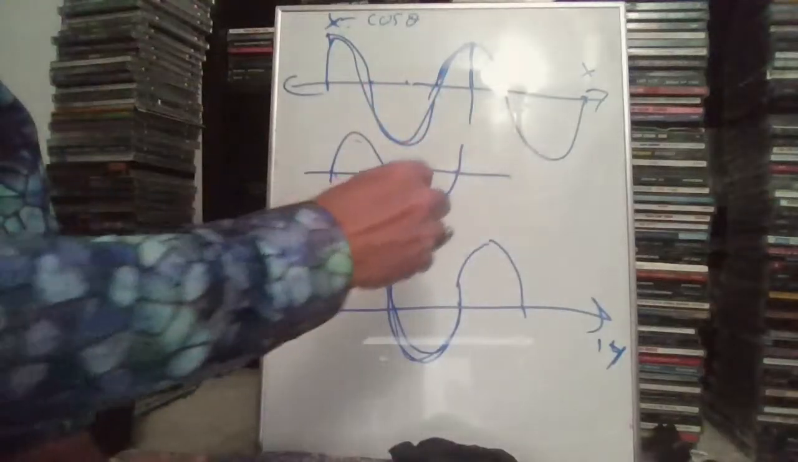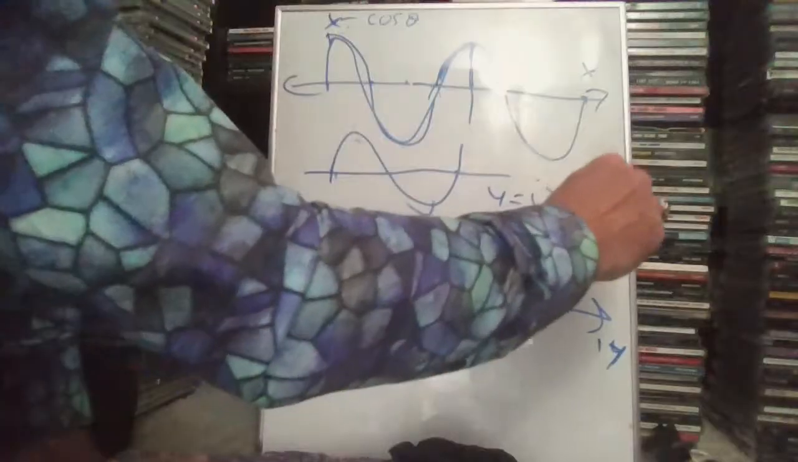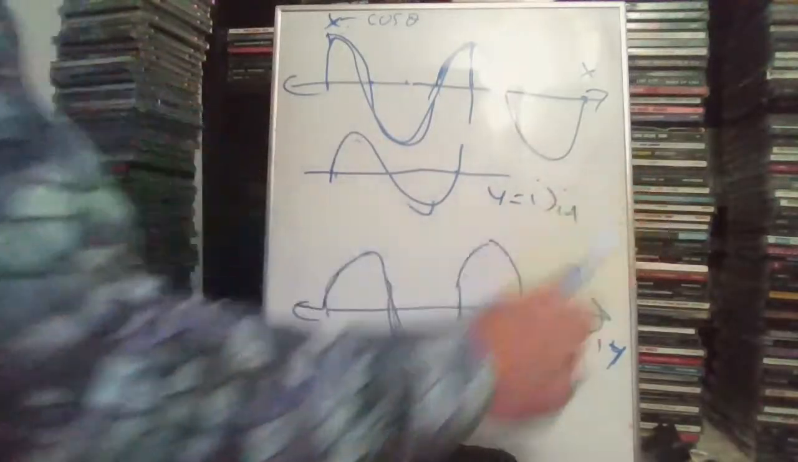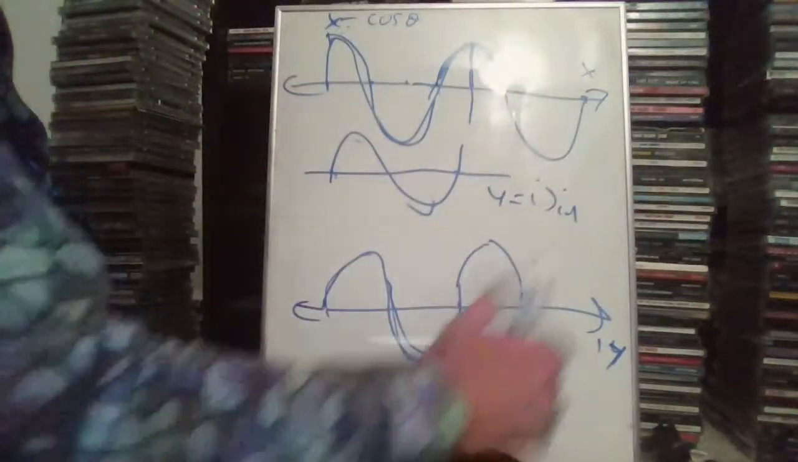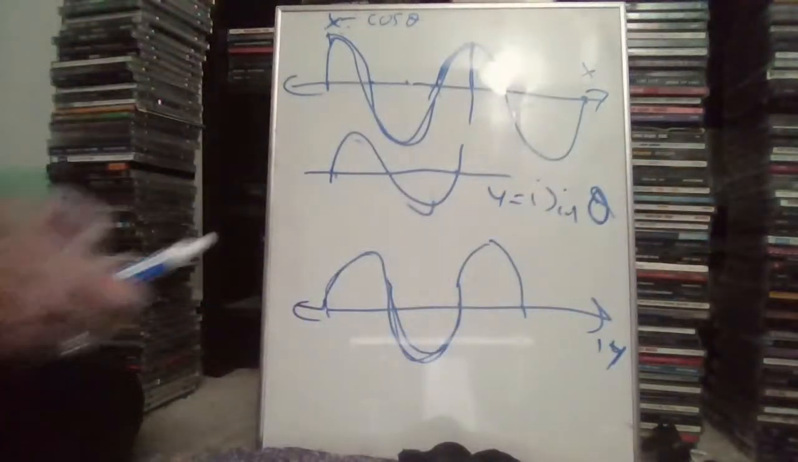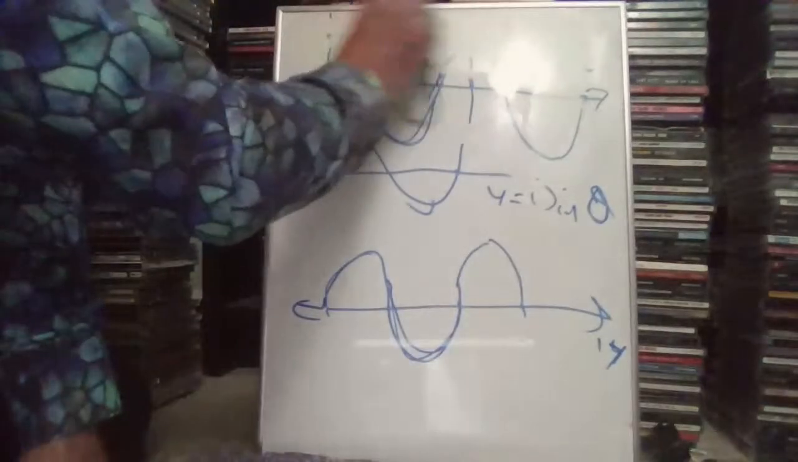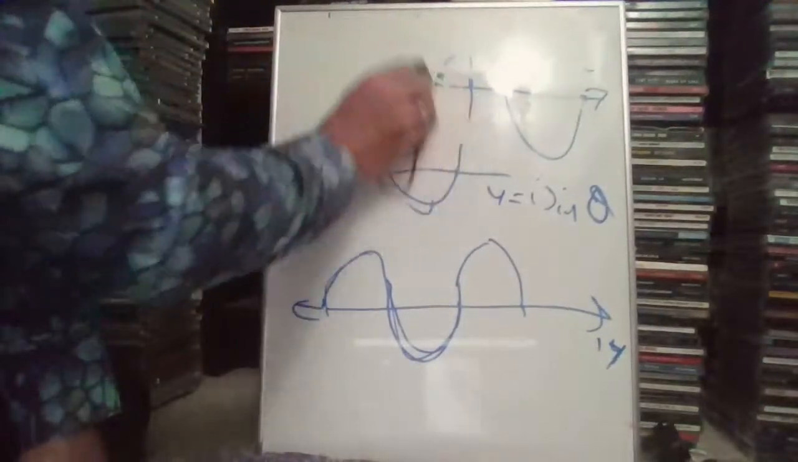So then this is y equals i sine theta. So the real part of the variable is periodic, and the imaginary part of the variable is periodic, and they have this relationship on the complex plane.